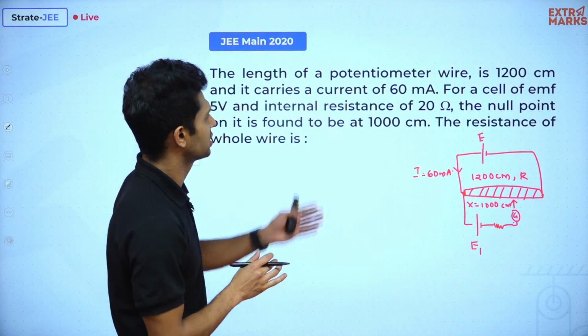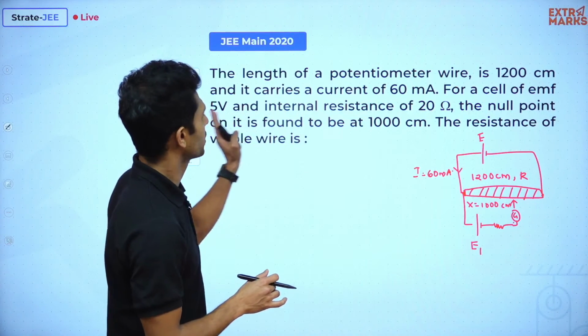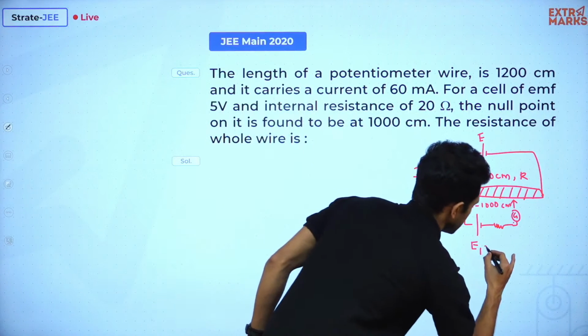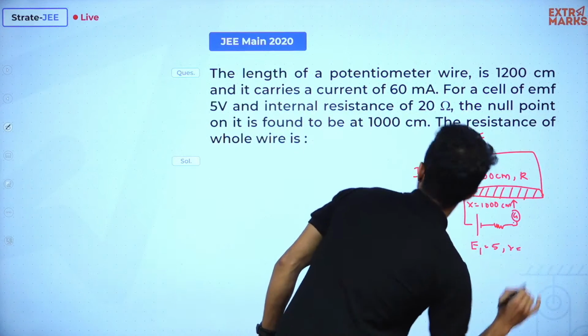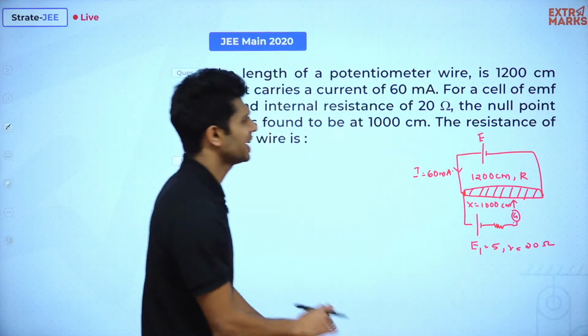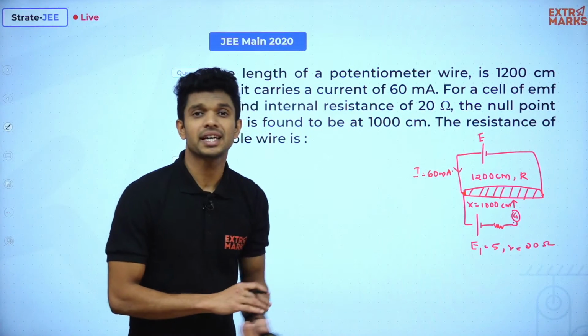This is more than enough, I suppose. Yes, okay. For a cell of EMF 5 and internal resistance, this is also given: 5, and internal resistance, how much is given? Right, 20 ohms. So these are the values given. The question is to find the value of capital R.